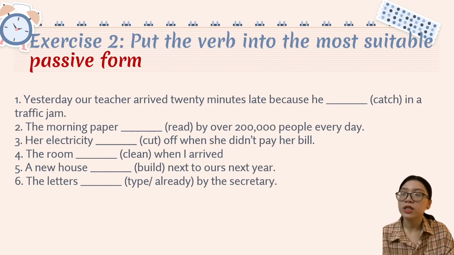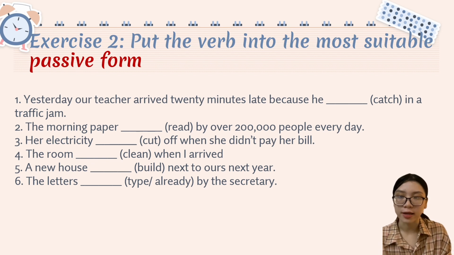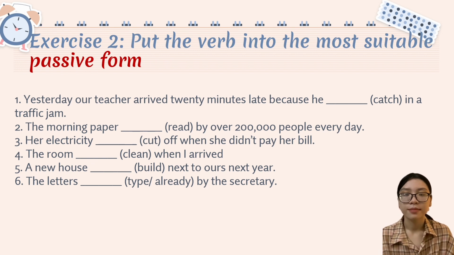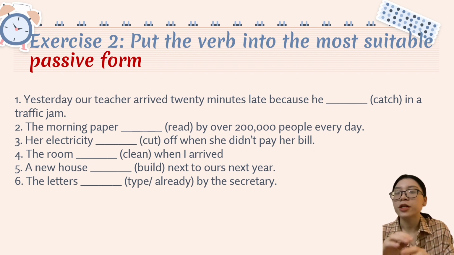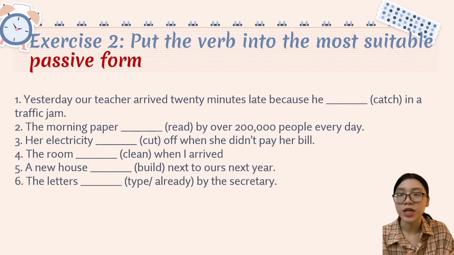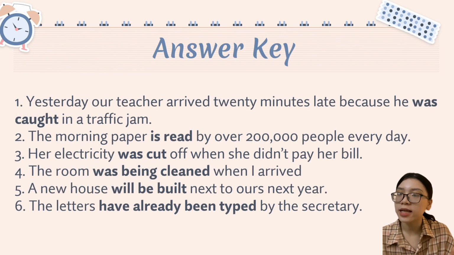Okay, another challenge for you is putting the verb into the most suitable passive form in the blanks. And there are 6 questions. You can pause the video to do this task. Okay, challenge accepted. Now let's see how well you have risen to the challenge. Well, here's the answer key for you. Let's check how many correct answers you have in this exercise.